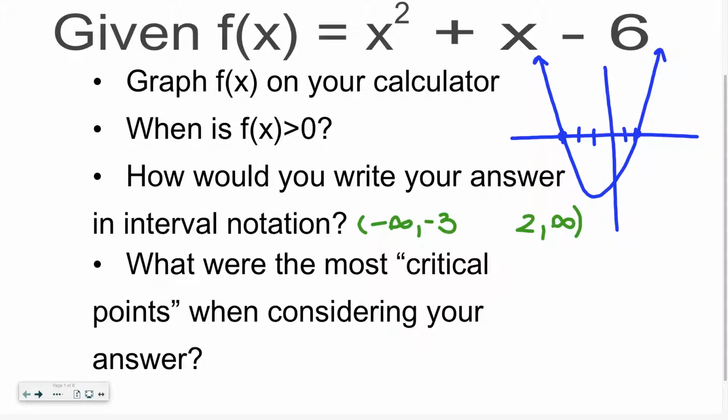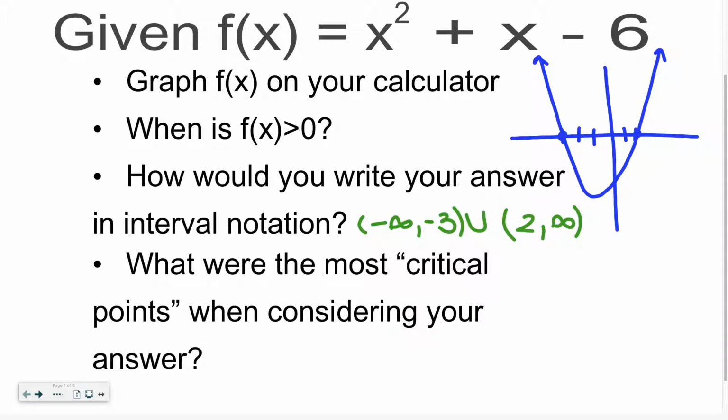Okay, so it would just be. And you changed your mind because? Because at that point, y would be equal to 0. Okay, so we don't have equality, so we want parentheses. Now, he said negative infinity to negative 3 and 2 to infinity.